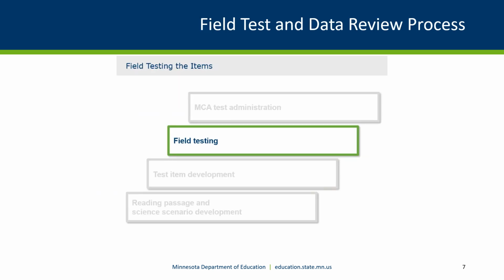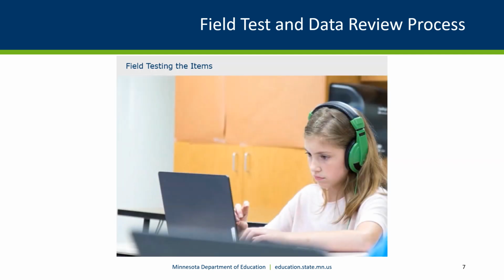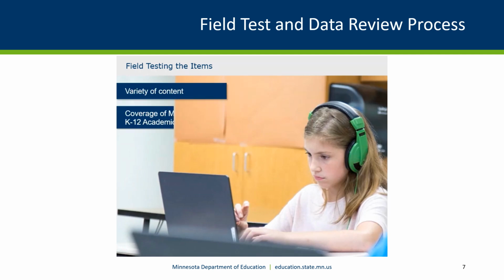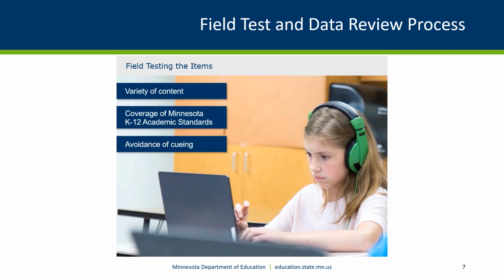Next stage in the test item development process is field testing. From the test items approved by new item review and community member review committees, MDE selects certain items for field testing. Items are selected based on their desirable characteristics, including content, necessary coverage of the Minnesota K-12 academic standards, and avoidance of cueing answers to other items. The purpose of field testing items is to gather data on how the items perform. Field test items are embedded within the MCA and are not included in student scores.